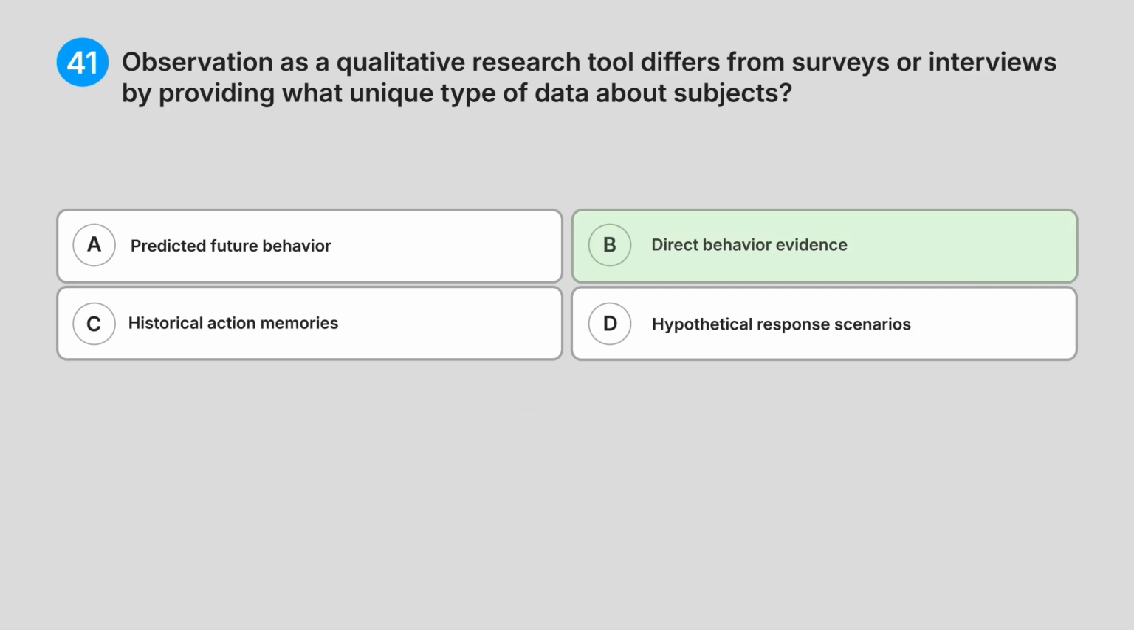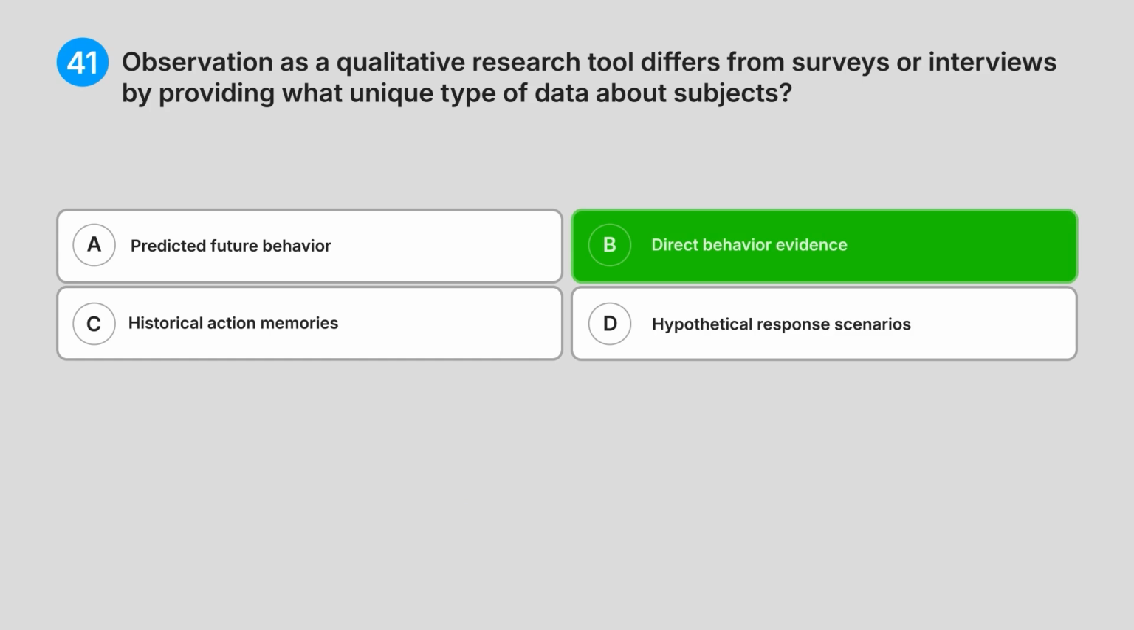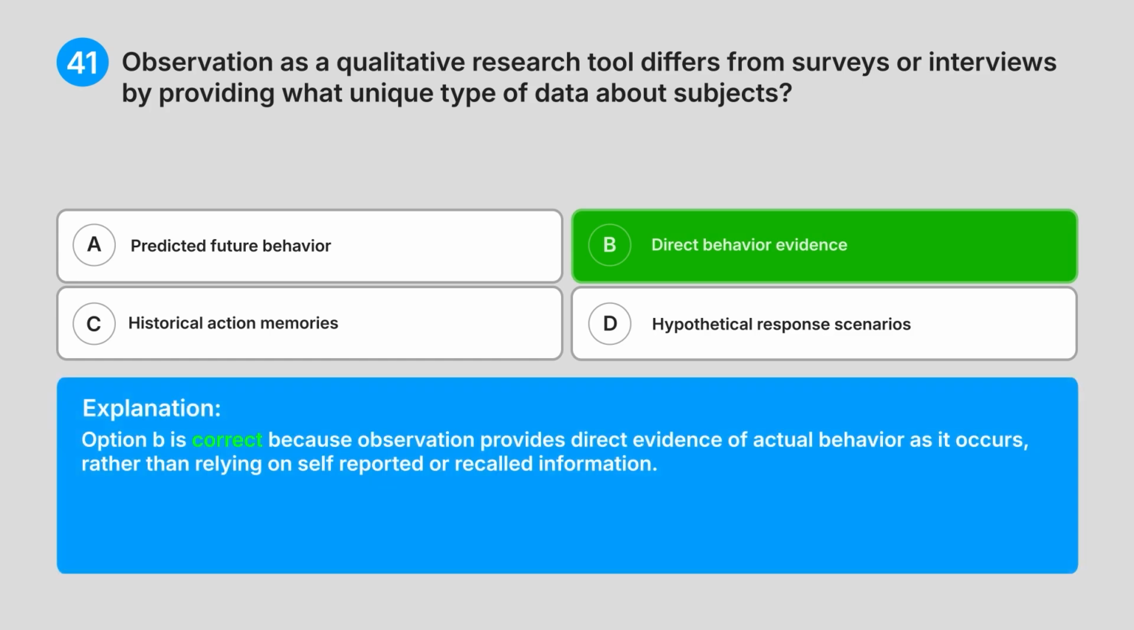Correct answer, B. Direct behaviour evidence. Explanation. Option B is correct because observation provides direct evidence of actual behaviour as it occurs, rather than relying on self-reported or recalled information.